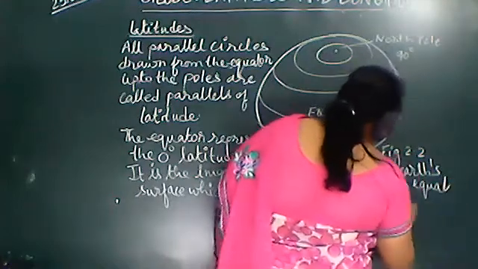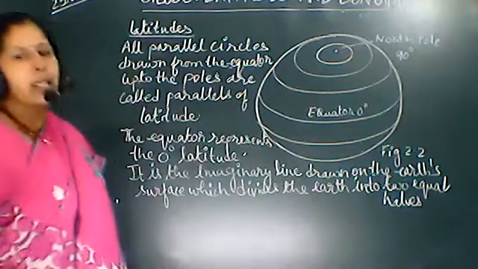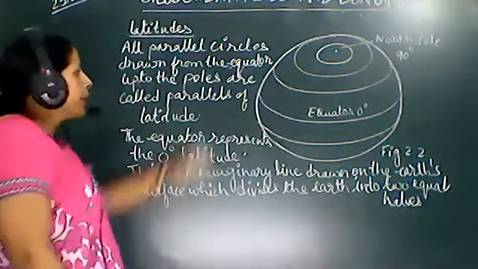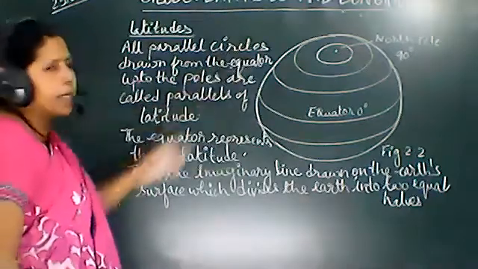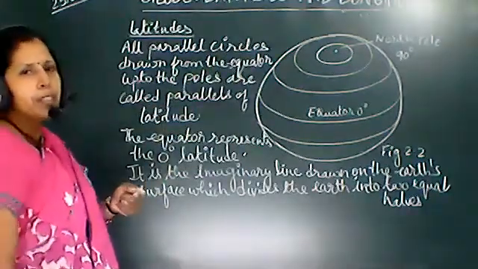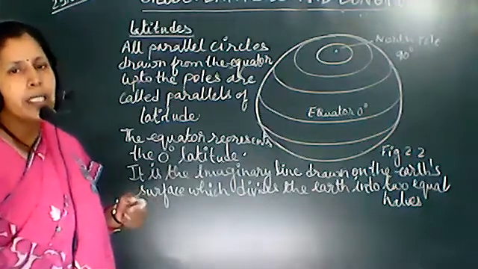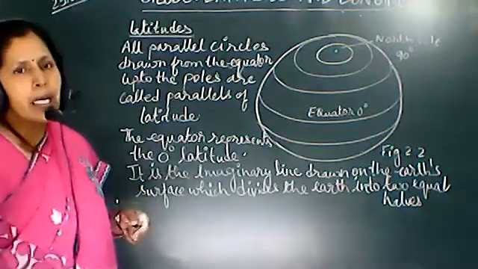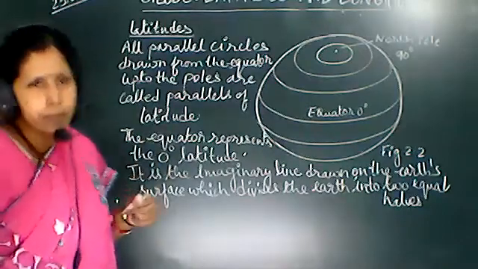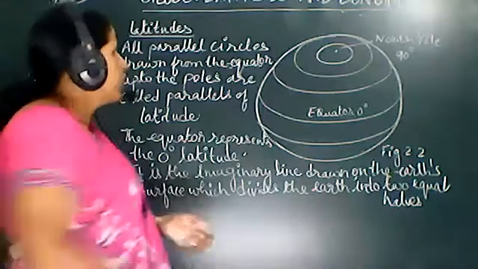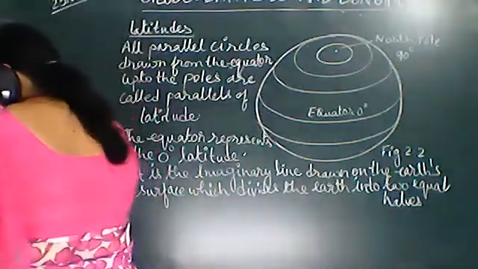This equator divides the earth into two equal halves. When we look at the equator, these are the parallels of latitude, and you know when you study math that parallel lines are at equal distance, but they never meet. So we see that these parallels of latitude never meet.